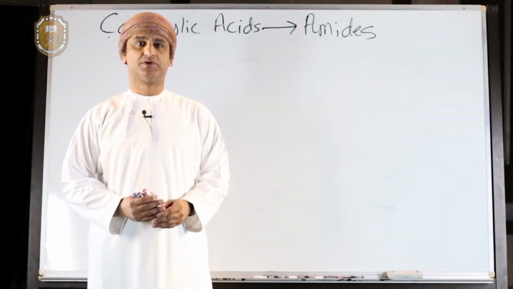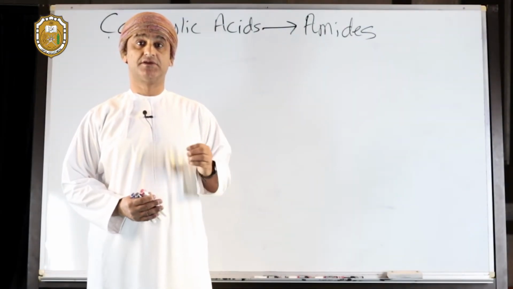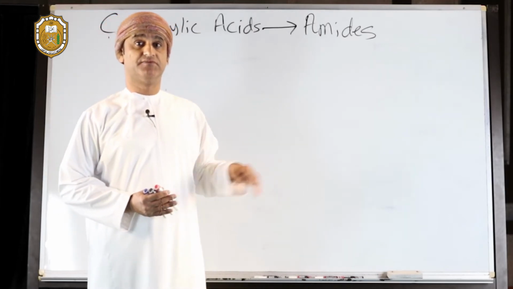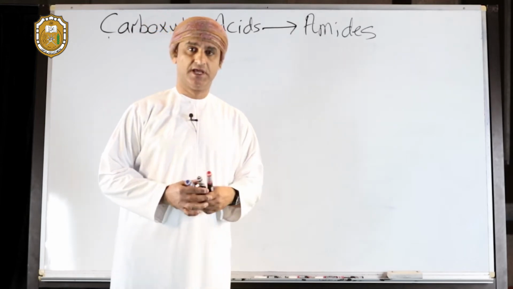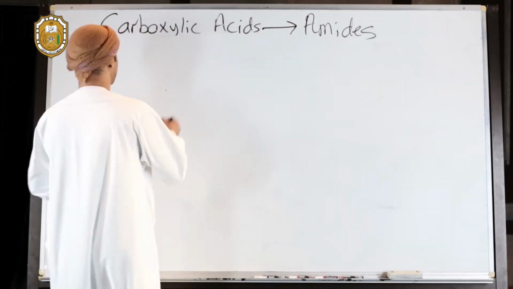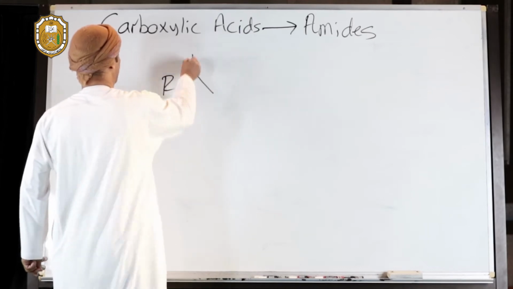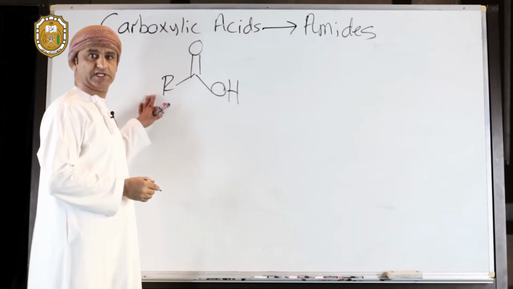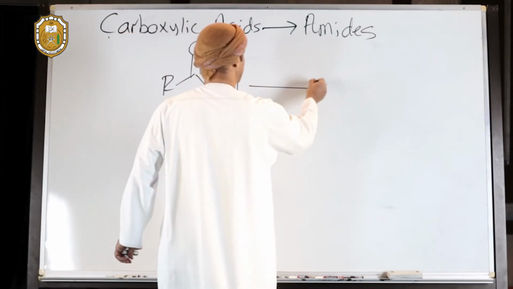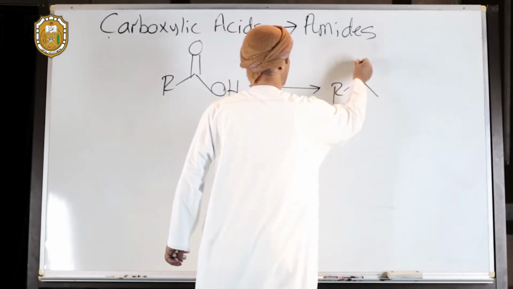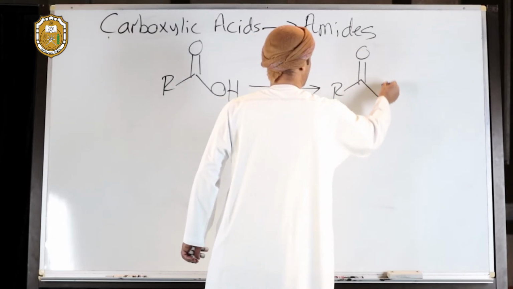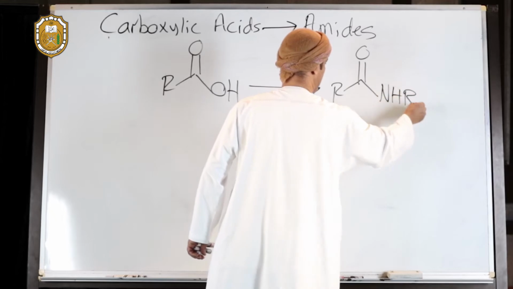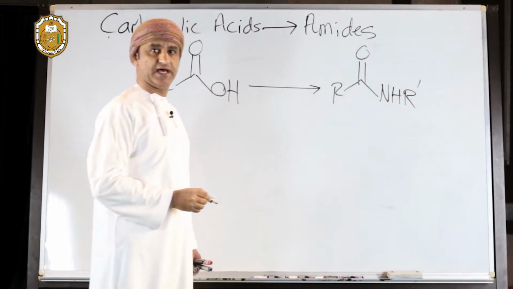An additional important reaction of carboxylic acids is their conversion into amides. Let's draw a general scheme for that reaction, and then we can talk about the details. So this is the general structure for carboxylic acids, and this is the general structure for amides. Let's say, for example, NHR, something like that.